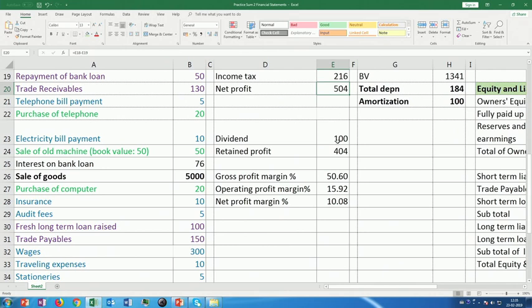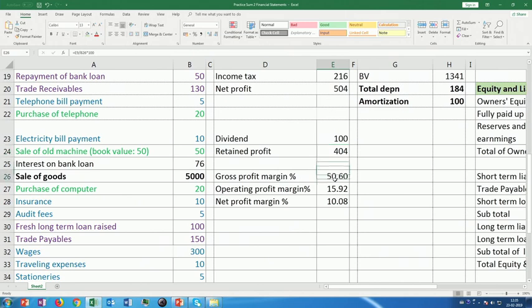So, they decided to pay dividend of 100, they could have decided to pay 500 rupees as dividend, then you deduct all the 500, whatever is left, you carry forward that to the balance sheet, add it to reserves and surplus, that becomes the new reserves and surplus. So, this year founders decided that 100 rupees is to be deducted as dividend, they paid themselves 100 rupees. So, retained profit is 404, this is to be added to previous year's reserves and surplus to get the new reserves and surplus.